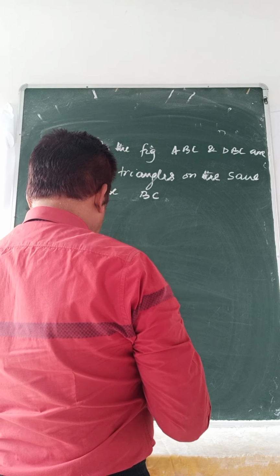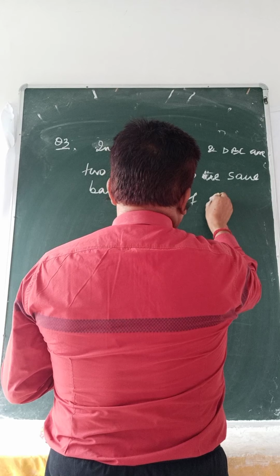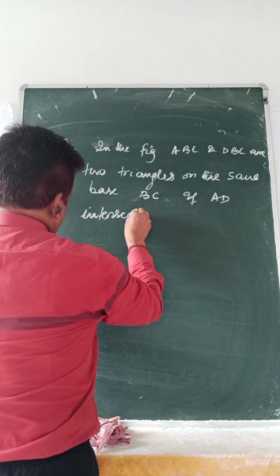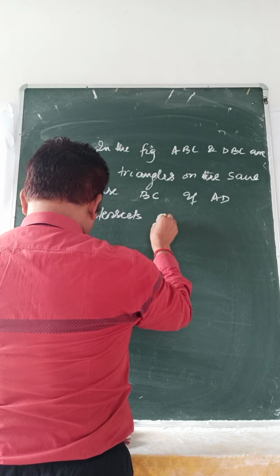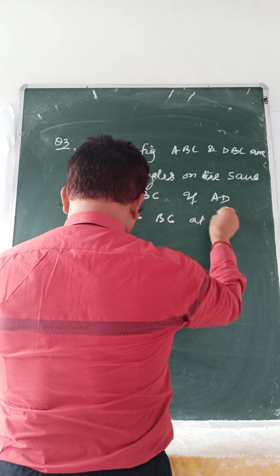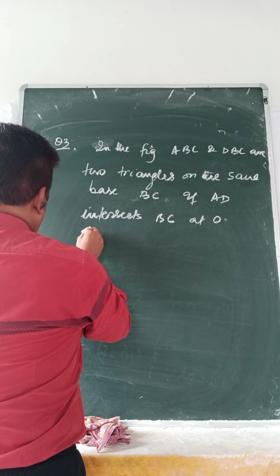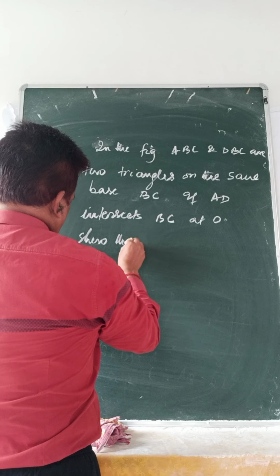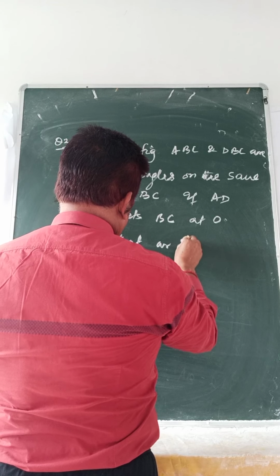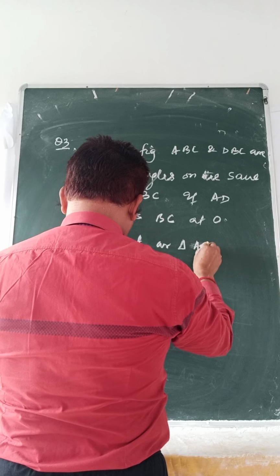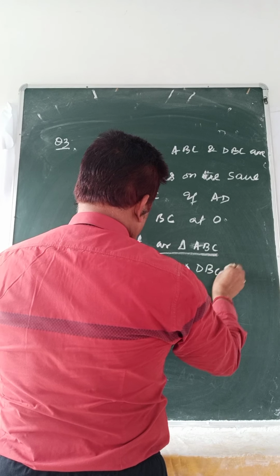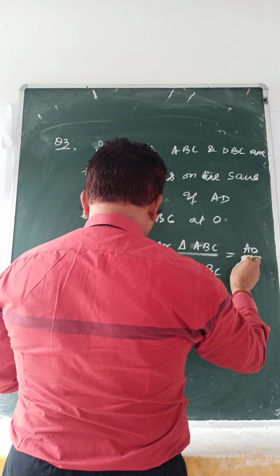If AD intersects BC at O, so that area of triangle ABC by area of triangle DBC equals AO by DO.